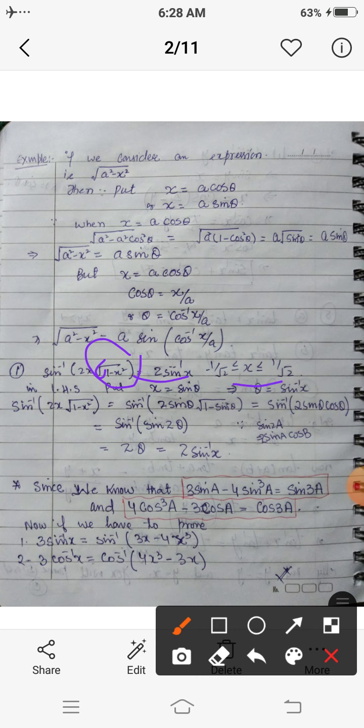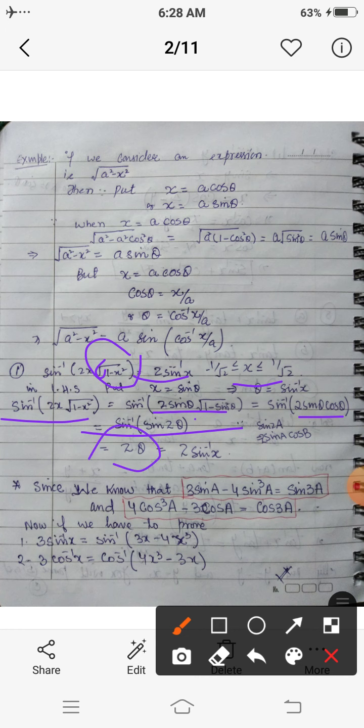So this LHS part, sine inverse 2x root 1 minus x square, becomes sine inverse 2 sine theta root of 1 minus sine square theta. Now root of 1 minus sine square theta is simply cos theta. So we have sine inverse 2 sine theta cos theta. Now you know that 2 sine theta cos theta is sine 2 theta. Sine inverse of sine is simply the identity function, so we get simply 2 theta.